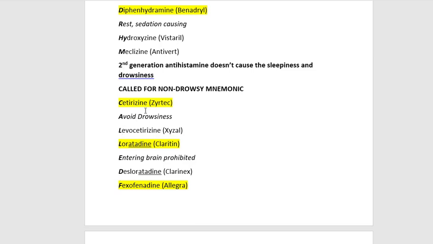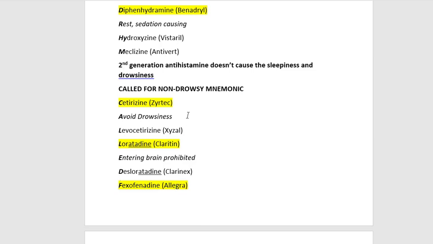Levocetirizine is related to cetirizine, and so this is Xyzal. And then loratadine is brand Claritin. This was the first in the class that came out. And then the mechanism by which it doesn't go into the brain is entering brain prohibited. That's the E from called. And then desloratadine is related to Claritin, so we put these two together. And then fexofenadine, which is brand Allegra. The reason that fexofenadine doesn't have a partner is terfenadine was the prodrug, and it caused all kinds of effects as Seldane. But this is a safe metabolite of that.